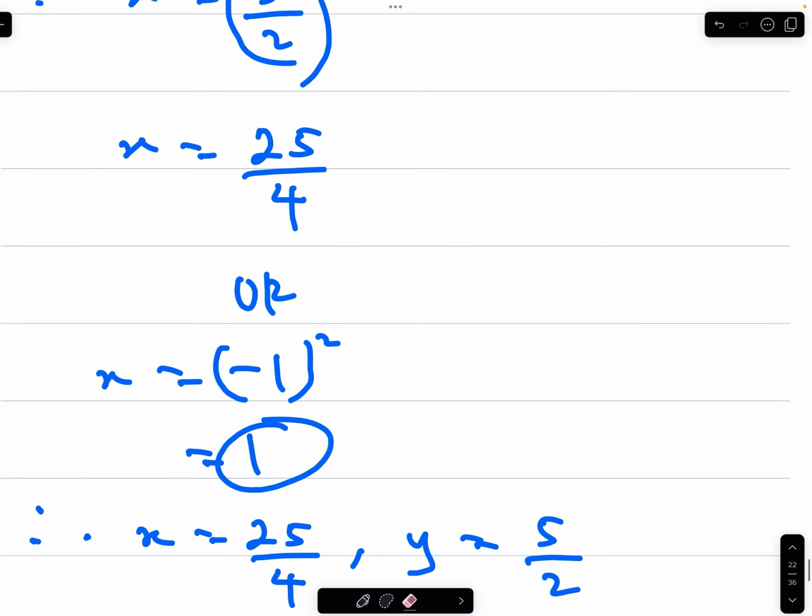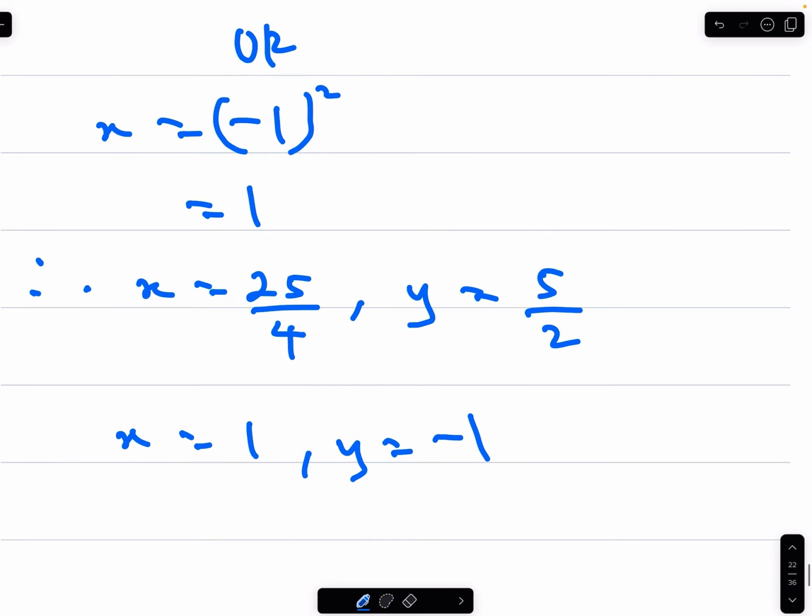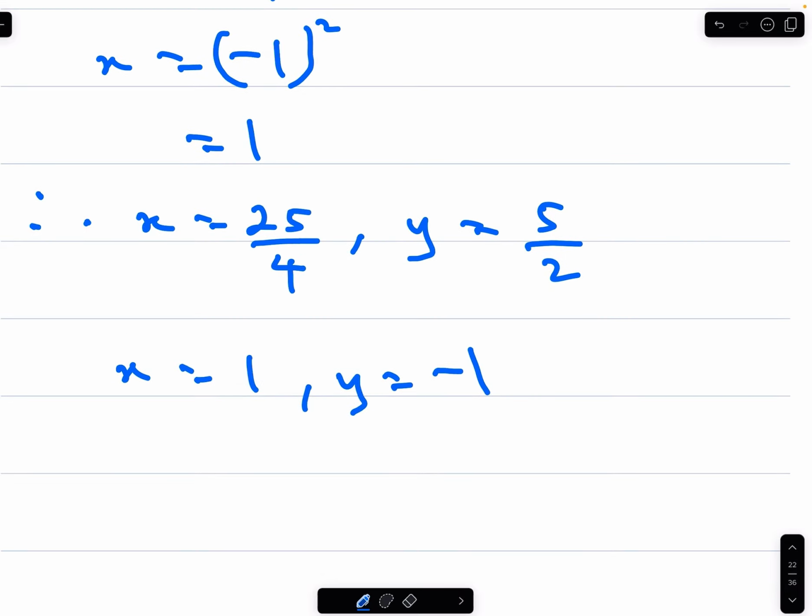That's how to write the solutions of simultaneous equations. When x equals 1, y equals minus 1. And those are the values of x and y, very, very simply. All right, that's it. We'll take a breather and come back in a few for the rest.